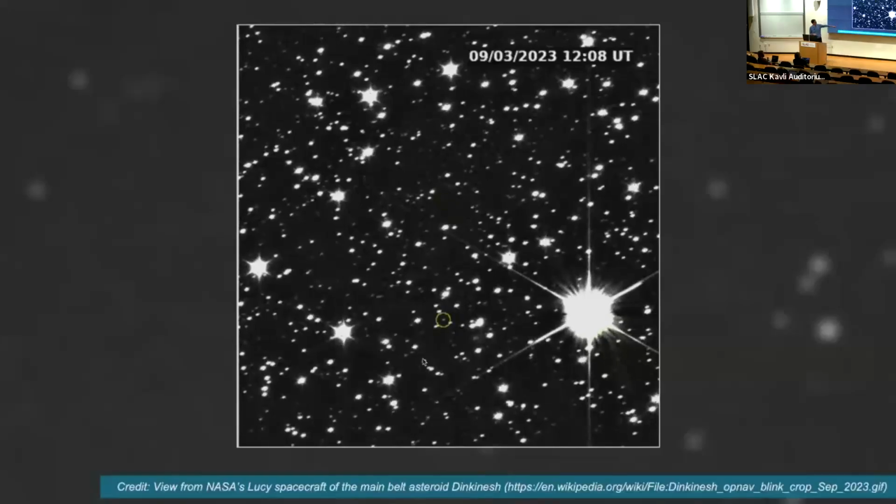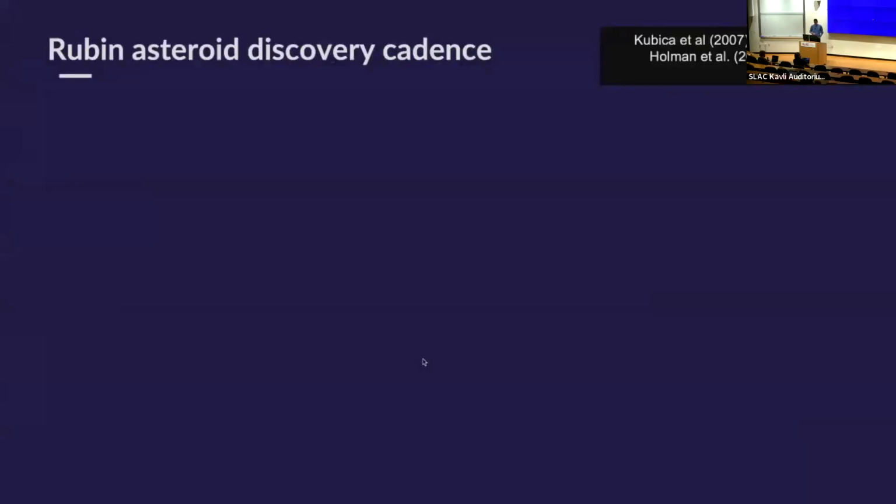This is not actually Rubin data. This is from NASA's Lucy spacecraft, one of the asteroids that it's going to go and visit. The same thing. So how do we do it? The answer is we do it with algorithms and lots of computing.